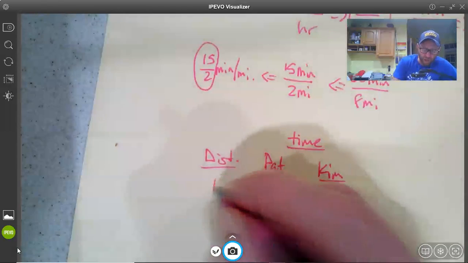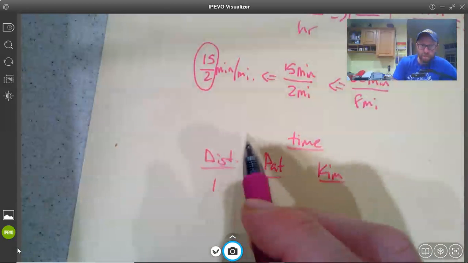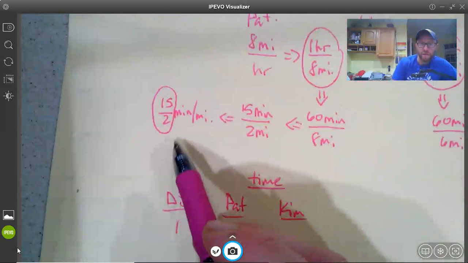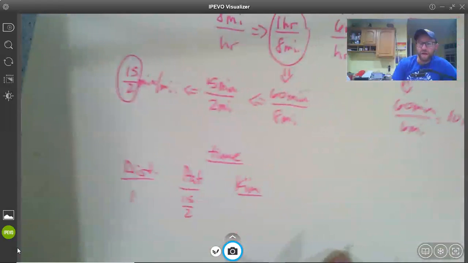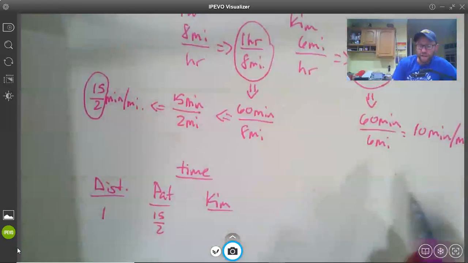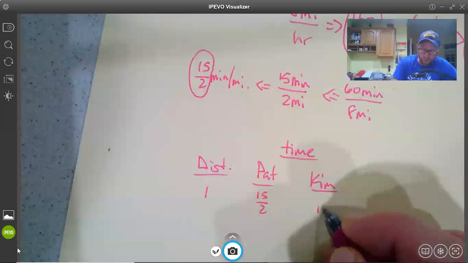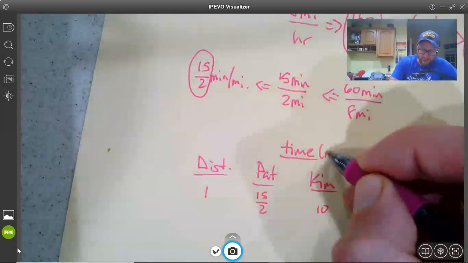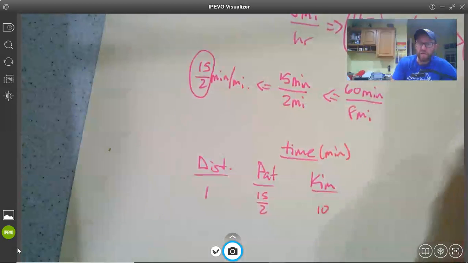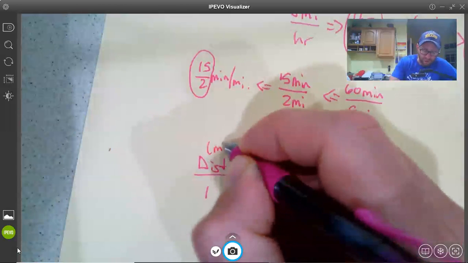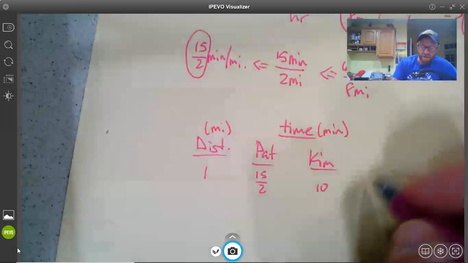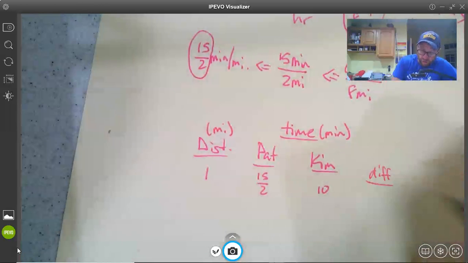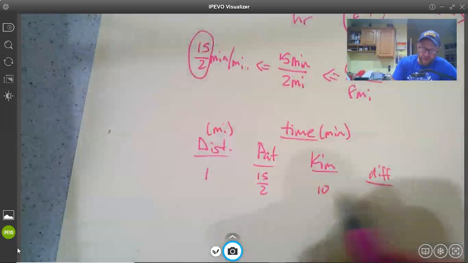So say at 1 mile, Pat at 15 halves minutes per mile has been running for 15 halves minutes. And Kim at 10 minutes per mile has been running for 10 minutes. I'm going to put minutes here as a label, and distance I'll put miles. Okay. And the difference is, let's see, 15 halves and 10.